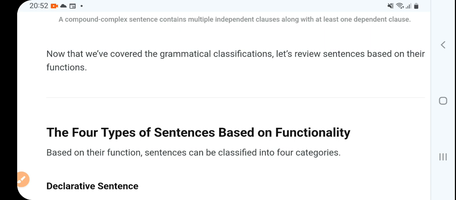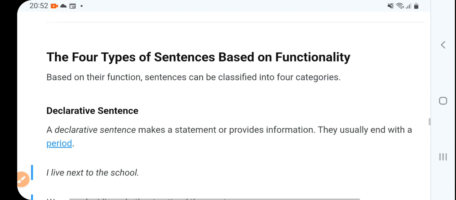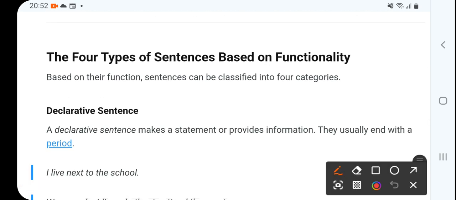Now that we have covered the grammatical classification, let's review sentences based on their functions. So that was the division based on structure. Now this is based on function, or nature. Sentences can be divided into four categories here.